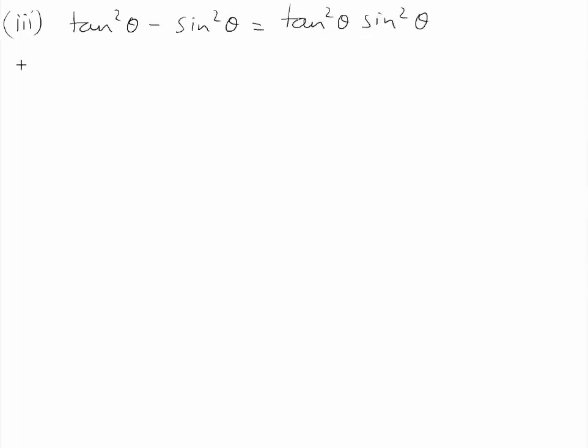Prove that tan square theta minus sin square theta equals tan square theta multiplied by sin square theta. So let's start with LHS. So LHS is sin square theta by cos square theta minus, this we can keep as sin square theta. Now let's take LCM.